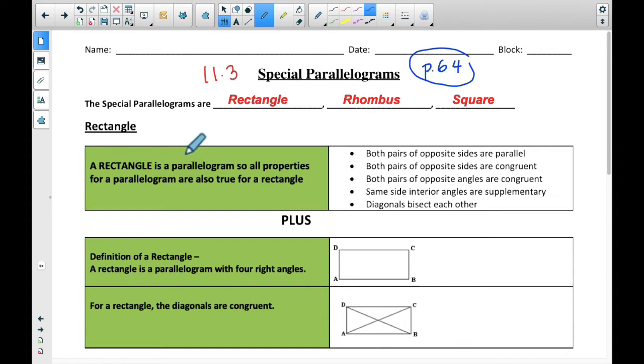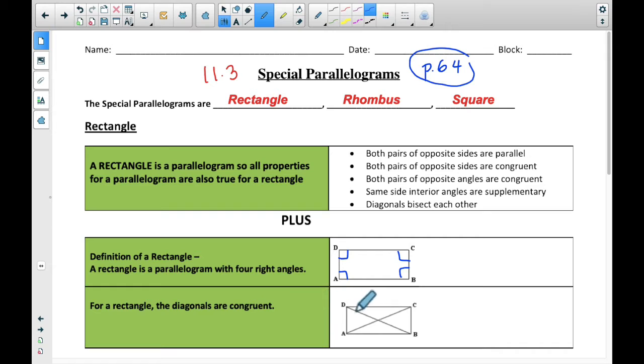So we have rectangles. A rectangle is a parallelogram, so all the properties for a parallelogram are also true for a rectangle. All of these 5 bullet points describe parallelograms, and they also describe rectangles. So these are not new. The new parts are these two. One is that it's a parallelogram with 4 right angles. Anytime you see the 4 right angles there, then you know it is a rectangle.